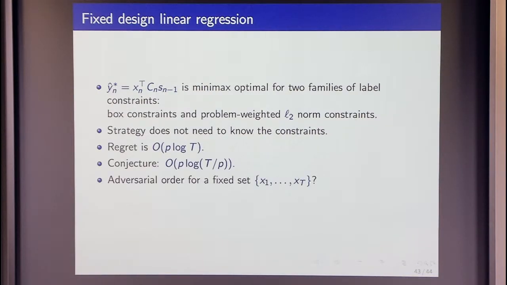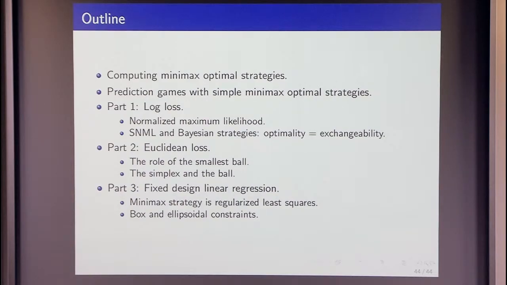There are several open problems. The most obvious one is how can we move away from the fixed design setting, right? So what happens if we know we're in an analog of a transduction setting, where we know x_1 through x_T, but we don't know what order they're going to be presented in? And we'd like to understand how to do things outside the fixed design setting as well. All right, thank you.